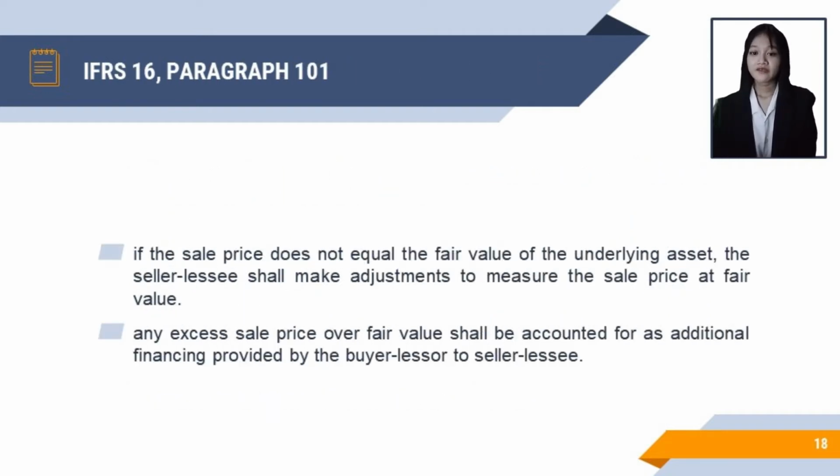Okay, so in IFRS 16, paragraph 101, if the sale price does not equal the fair value of the underlying asset, the seller lessee shall make adjustments to measure the sale price at fair value. So any excess sale price over fair value shall be accounted for as additional financing provided by the buyer lessor to seller lessee.